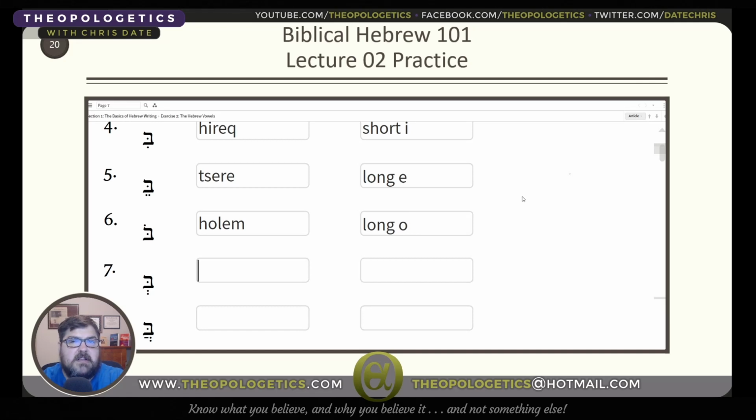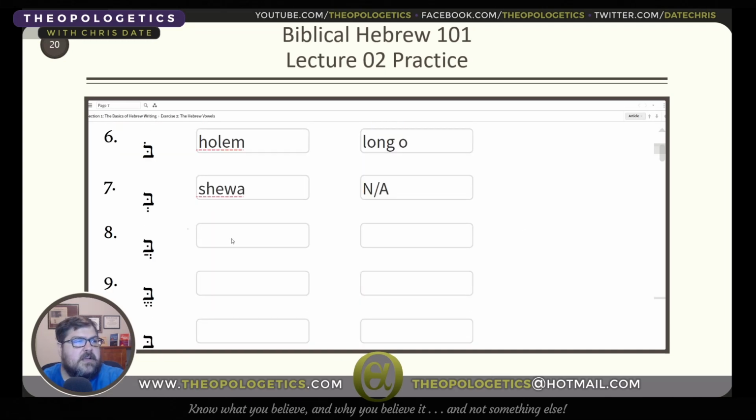Number 7, the 2 dots in a vertical line under the consonant. That's a trick question. This isn't actually a vowel. This is called a shewa, and I guess you'd say not applicable. It isn't in a class, and it's not a vowel. We'll scroll down to number 8.